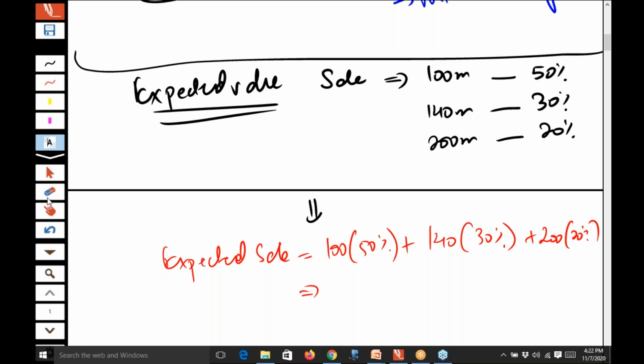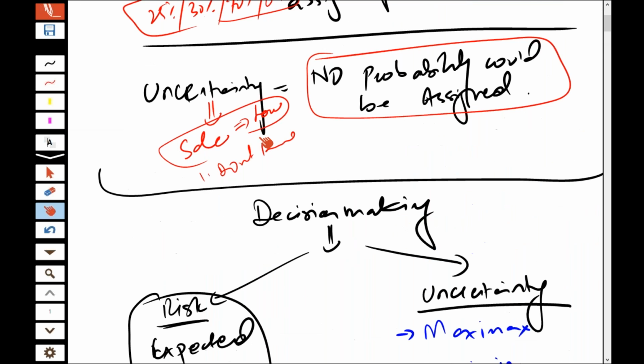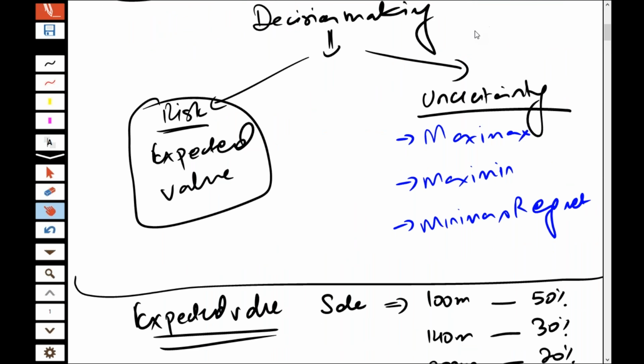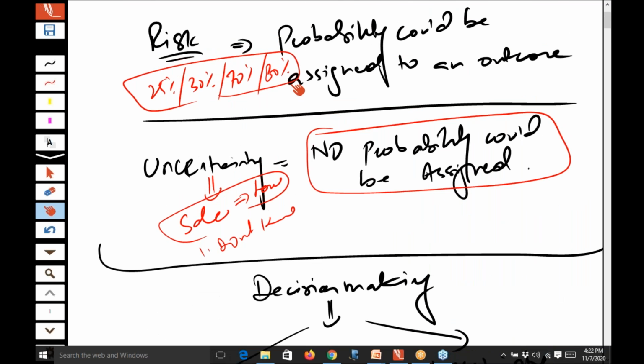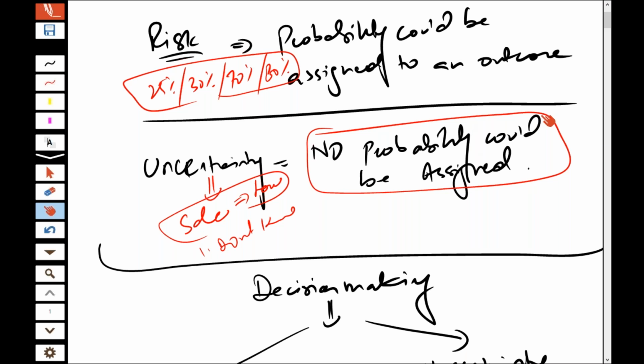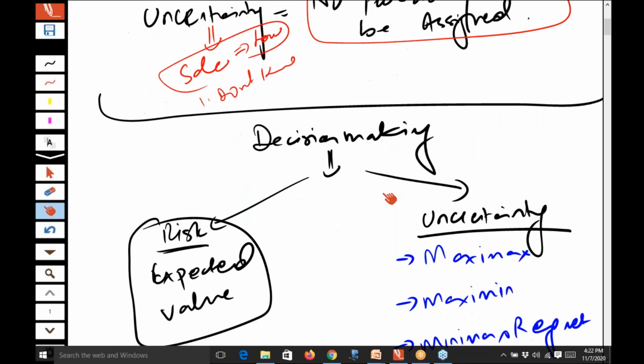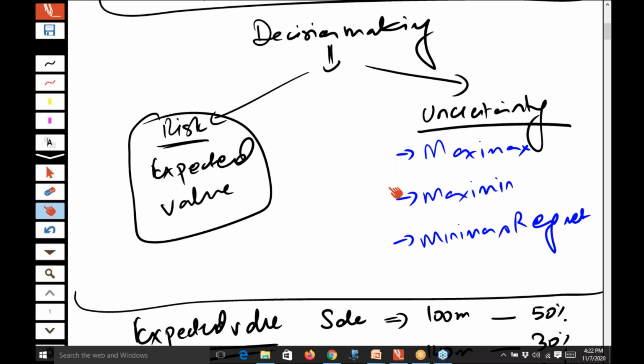What we discussed was that risk means a situation where probability could be assigned to an outcome, and uncertainty means that no probability could be assigned to an outcome. When no probability could be assigned, that means we are facing uncertainty. With respect to decision making, you have different techniques. For risk, we have the expected value technique. For uncertainty, we have three techniques: maximax, maximin, and the third one termed minimax regret.